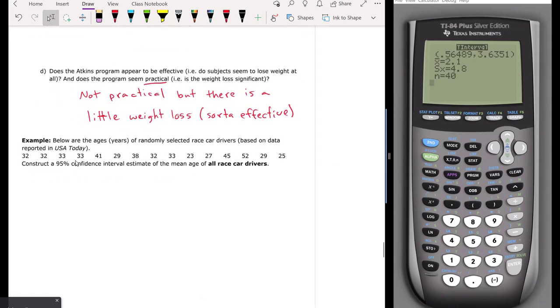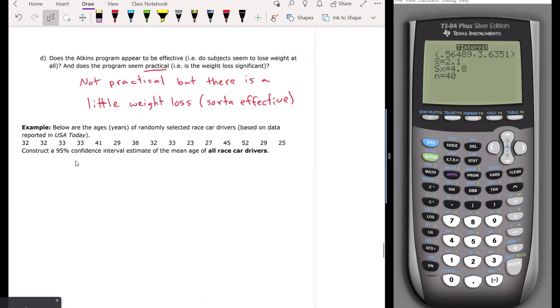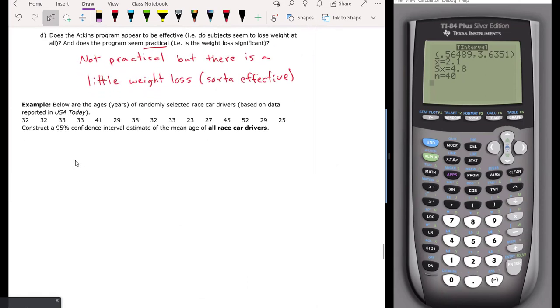Okay. And then the last example here, this one actually is a little different, and let me show you how this one's going to be handled. It says the ages of randomly selected race car drivers are given below, so they give us a lot. And then it says construct a 95% confidence interval estimate of the mean age of all race car drivers right here. Now, this one, obviously, we don't see the sigma symbol. So when we do our test, we'll have to use t-interval again.